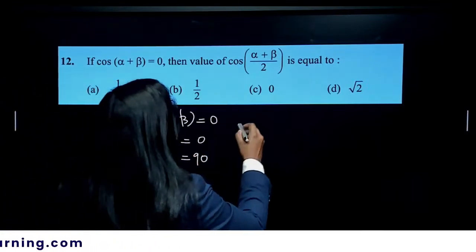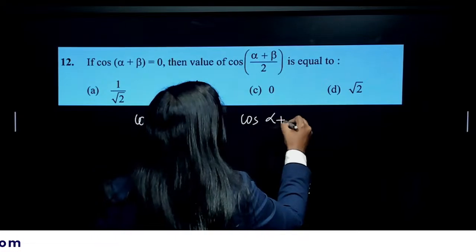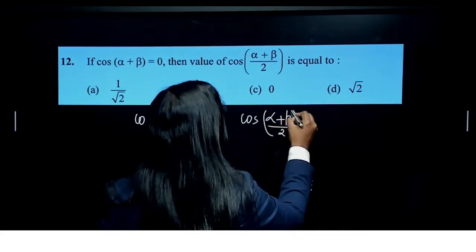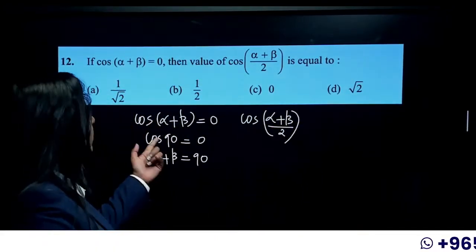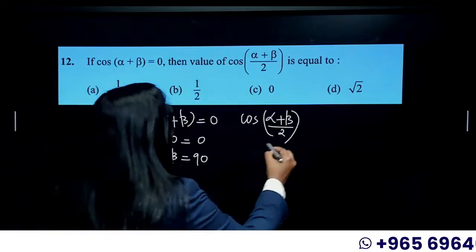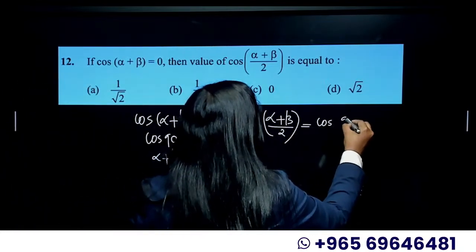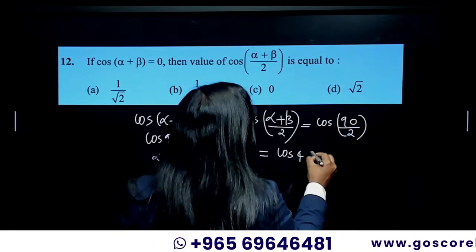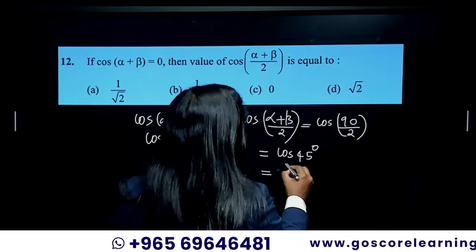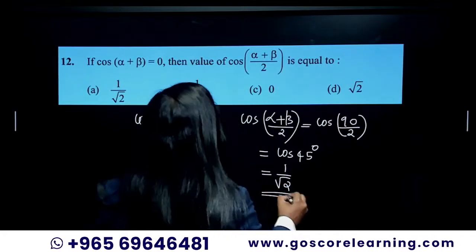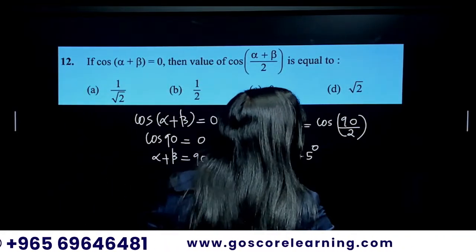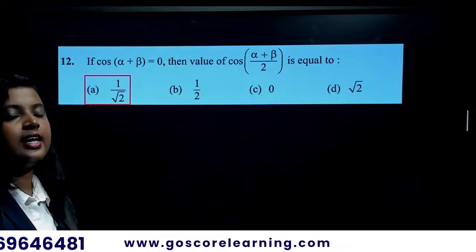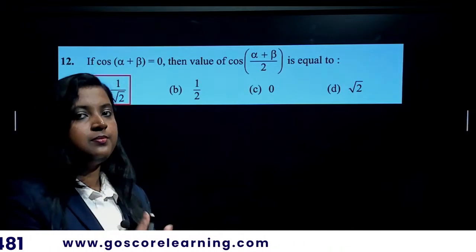And here, cos of alpha plus beta by 2, you have to find. Alpha plus beta is already 90. So this is equal to cos of 90 by 2. What is 90 by 2? It's 45. What is cos 45 degree? It is 1 by root 2. So which option is correct? Do we have an option like that? Yes, option A, 1 by root 2 is the correct answer. Okay, we got the answer.